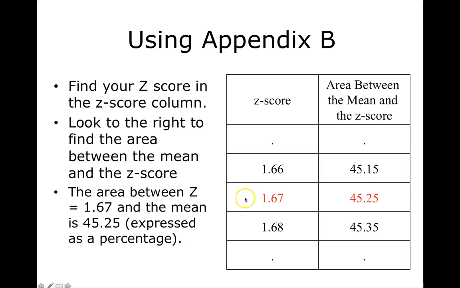So let's say we're looking at a z-score of 1.67. And so the area between the z-score of 1.67 and the mean is 45.25. This is expressed as a percentage. In some tables, you'll see 0.4525, but in the table in the Salkind book, this is expressed as a percentage.